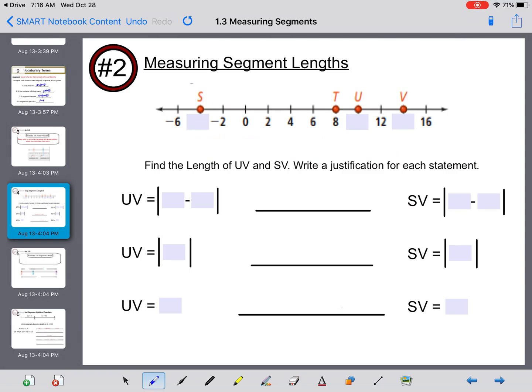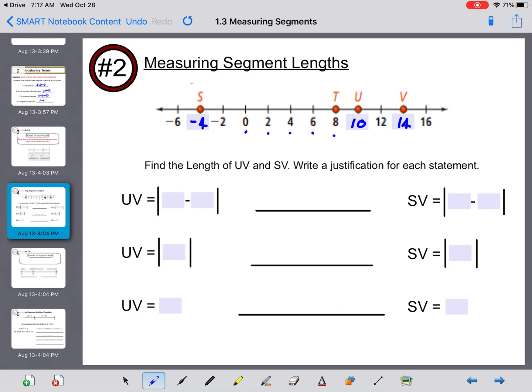So, measuring segment lengths. If you take a look at this number line here, you're going to notice that we're increasing from 0 to 2 to 4 to 6 to 8. So each hash mark on our line represents a spacing of 2. So plug in our missing spaces. In between -2 and -6 would be -4. In between 8 and 12 would be 10. And in between 12 and 16 would be 14.